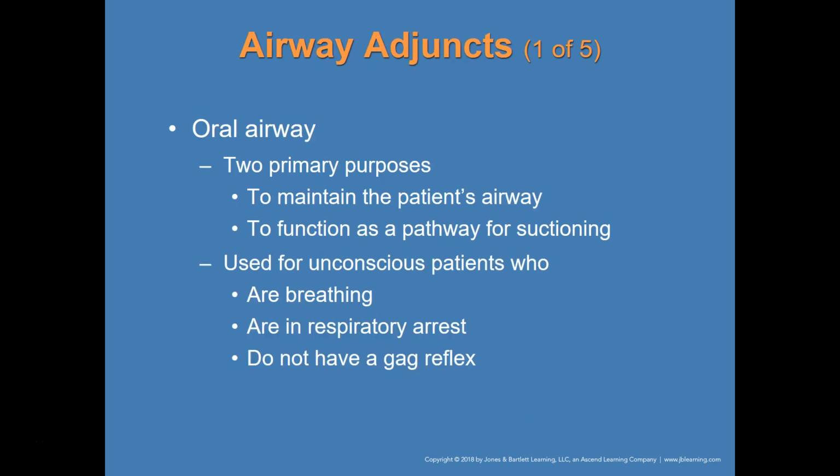So airway adjuncts help keep the airway open. They maintain the patient's airway, and there's two types: oral, which means mouth, it goes in the mouth, or nasal. The oral one, there's two purposes. It'll maintain the airway, and you're also able to pass a suction catheter past it in order to help suction if we need to.